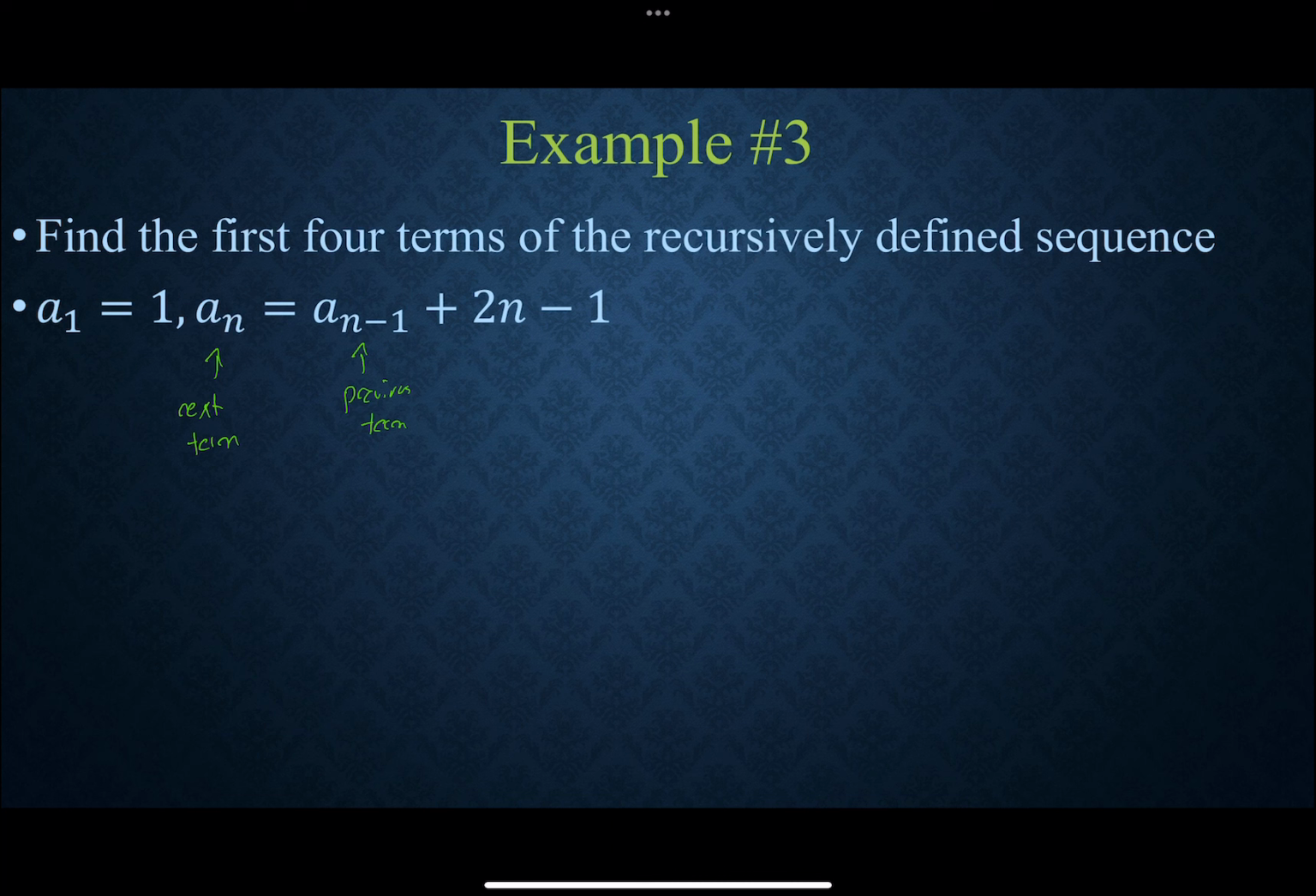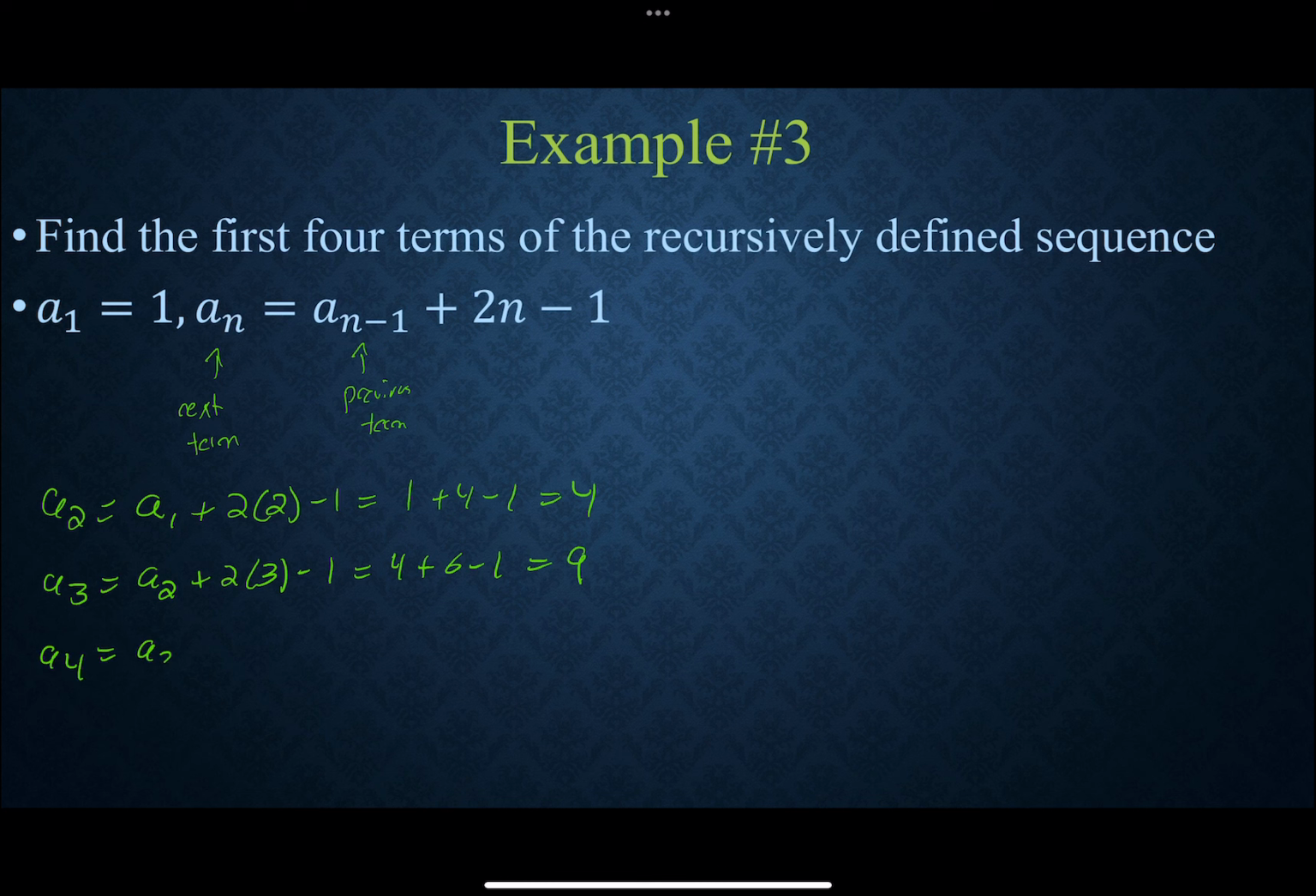So if I want to find a2, well, that would be a1 plus 2 times 2 minus 1. a1 is 1, so it's 1 plus 4 minus 1, we get a 4. So then a3 would be a2 plus 2 times 3 minus 1. So we'd have 4 plus 6 minus 1, which is 9.